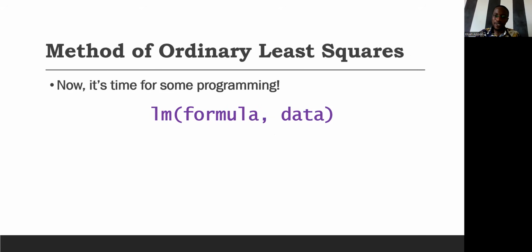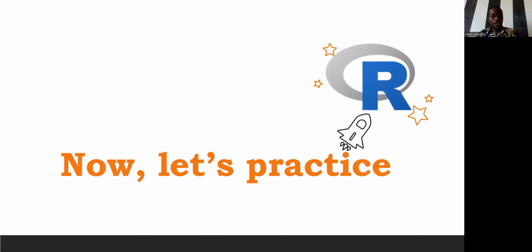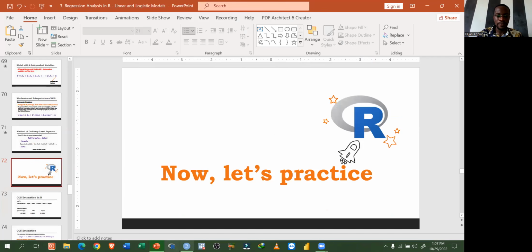Of course, we still use the lm function and pass it in there. This time around, the dependent variable is on the left, followed by that squiggly line, then the independent variables on the right separated with plus symbols. That's all. And then the data argument will simply take the name of the data frame. So let's go right into R and practice that as well.